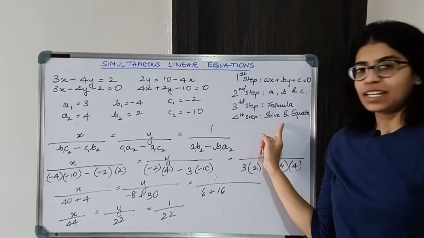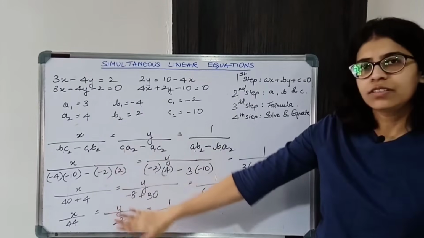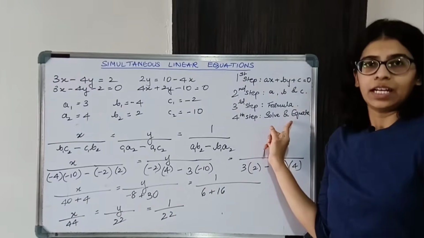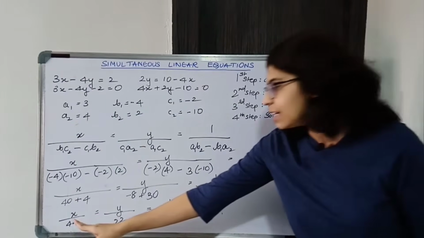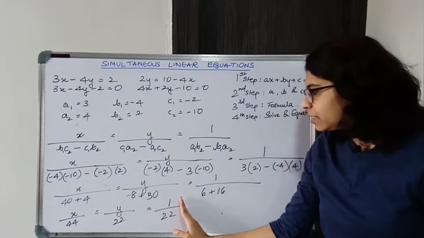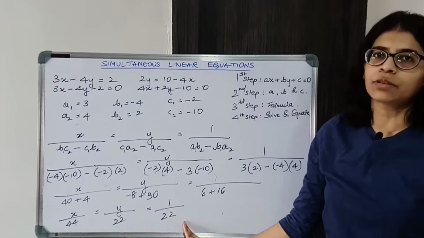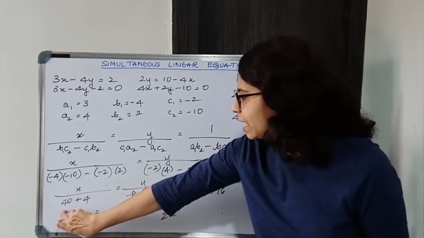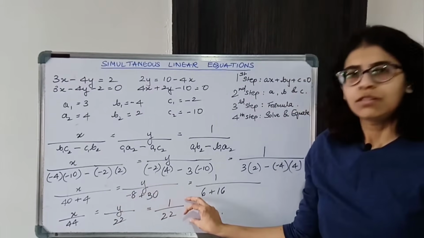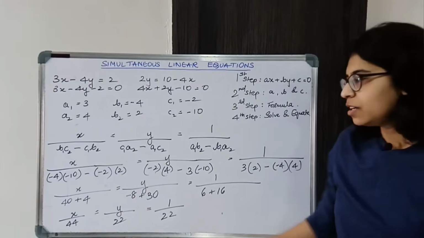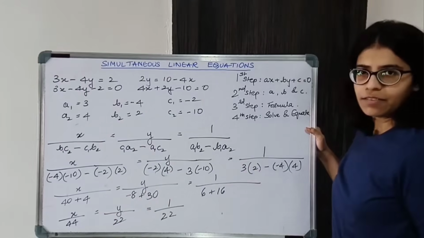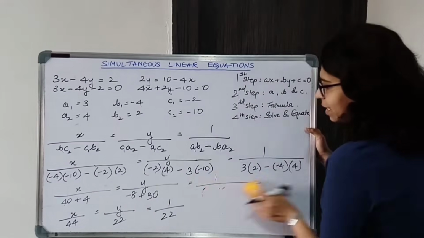Now fourth step में है solve. We solved this and equate. Okay, so we'll equate, that is x upon something we'll take it equal to 1 upon something and y upon something equal to 1 upon something. Okay, so we'll equate x with the constant and y with the constant part. Okay, and then you will get the values of x and y. So let us equate.